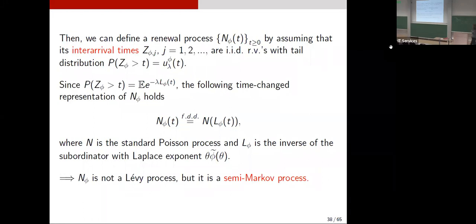So N phi of t is equal in distribution to a standard Poisson process time changed by means of this inverse subordinator here, which of course depends on phi, on the choice of the function phi. As a consequence, N phi, the new renewal process, is still a renewal process, as I will show you later, but it is no longer a Lévy process, and it is no longer Markovian.